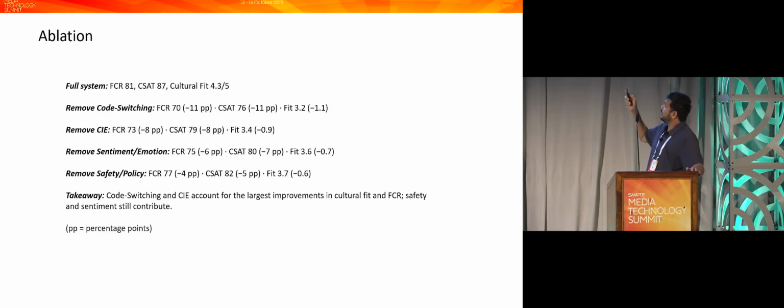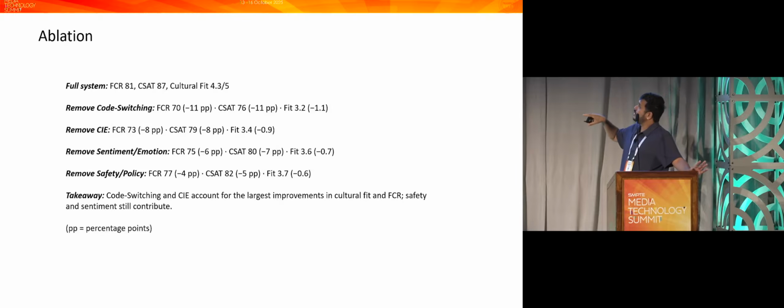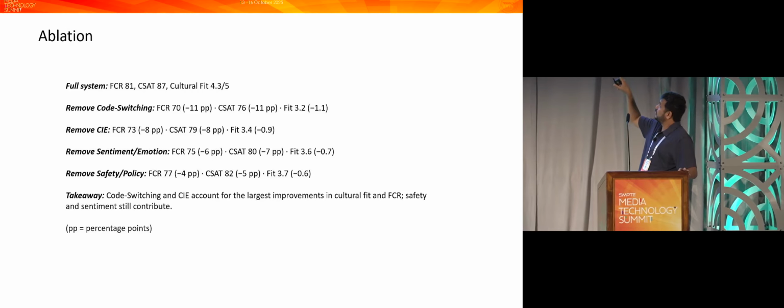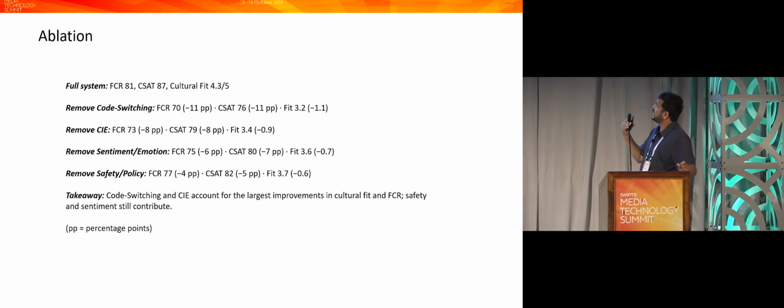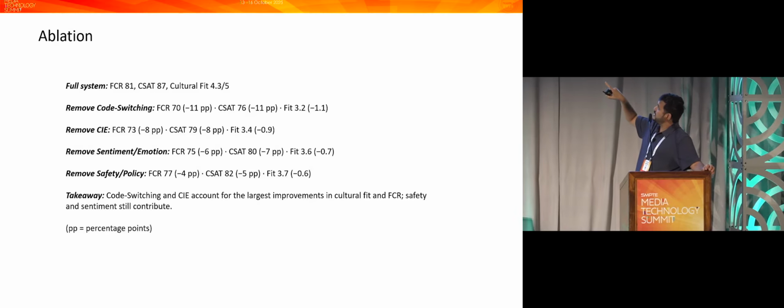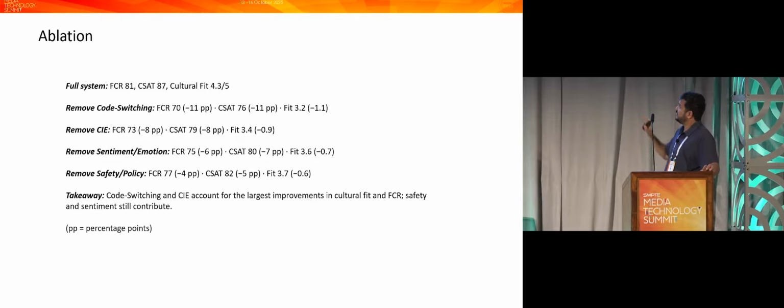When the full system is on, the first contact resolution was 81, CSAT was 87, and the cultural fit scored 4.3 out of 5. When we removed the code switching, the first contact resolution dropped to 70. It lost 11 points, and the same happened when we removed the cultural intelligence, the sentiment and emotion, and the safety policy.